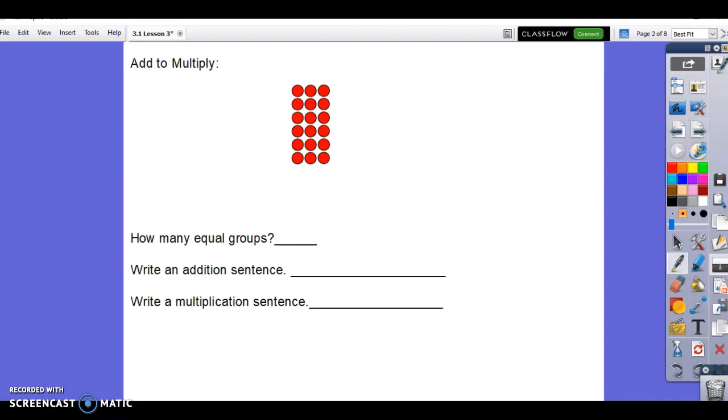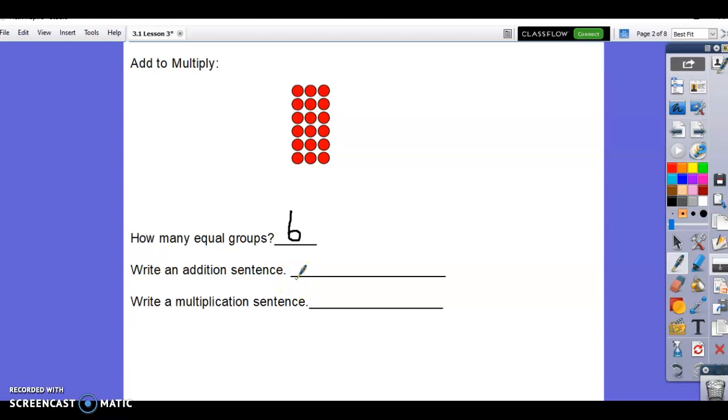So I want you to look here. Remember what this is called from yesterday. It's called, yay, you got it, an array. So here I have, let's see how many equal groups I have. 1, 2, 3, 4, 5, 6. So I have 6 equal groups.